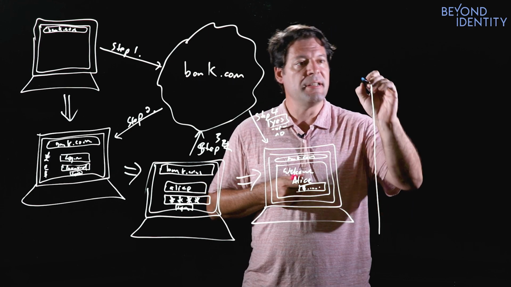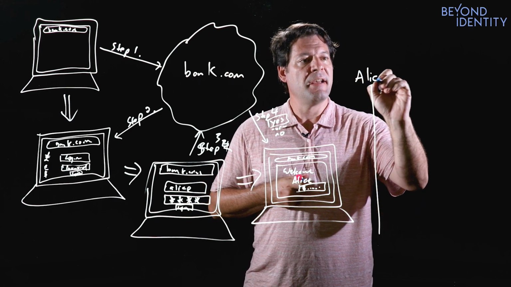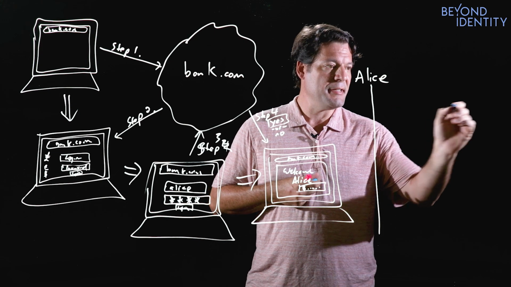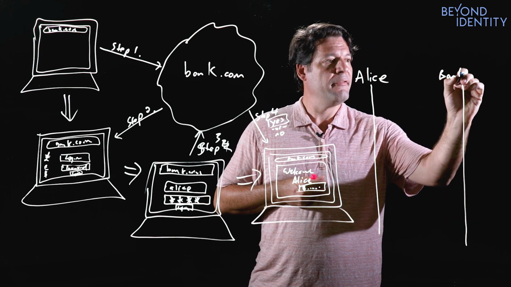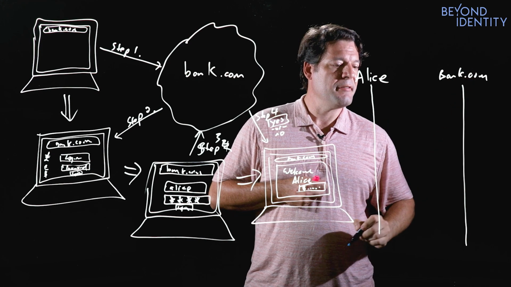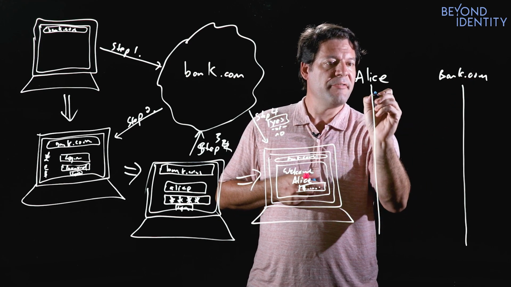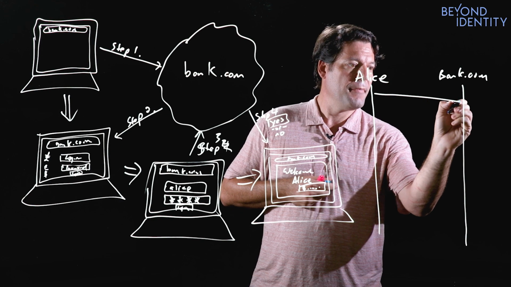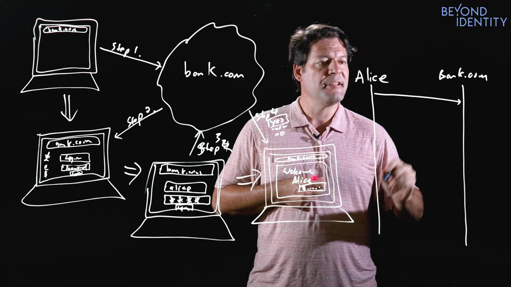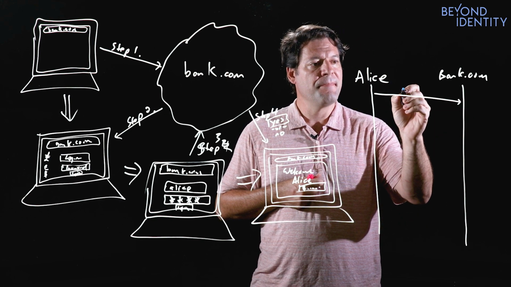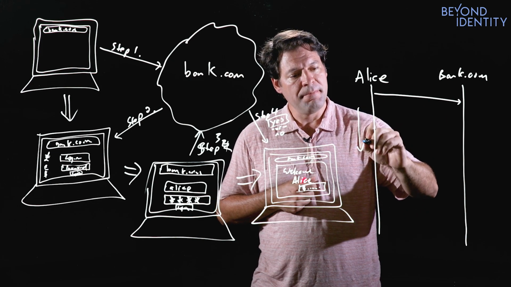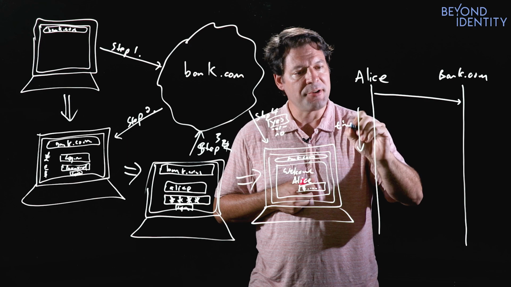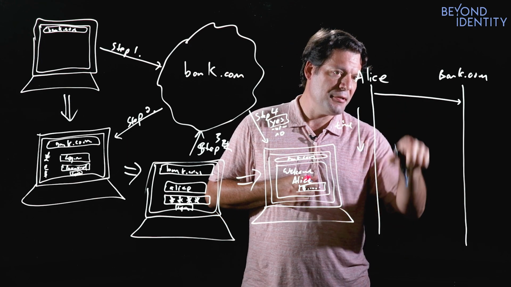So this is what we call a sequence diagram. I have Alice represented on this line, and then over here, I have the bank represented on this line. And so the first thing that happens is Alice will reach out to the bank saying, I want to access this page, right? So again, time flows in this direction. So if you see arrows in this direction, you know it's later.